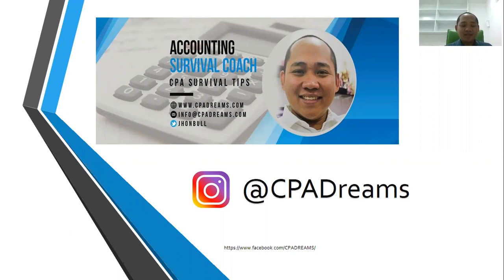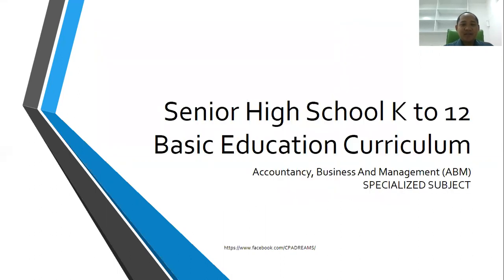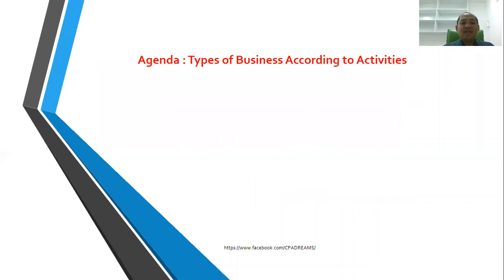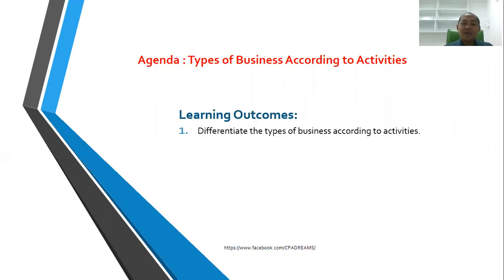Okay, so now let's move on. So again, this is an accountancy, business and management specialized subject or ABM. So our agenda or our topic will be types of business according to activities. Our learning outcomes: this will give you the definition of different businesses according to activities, and we will differentiate them from each other. You will be able to make a list of businesses in your community according to their business activities. So after this course, you will easily identify if it's a service business, merchandising, or manufacturing business.